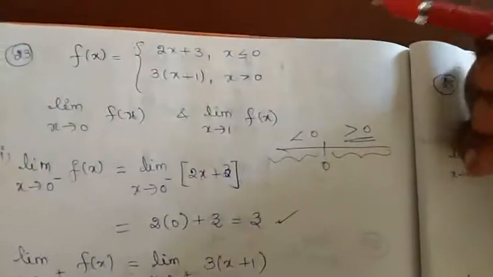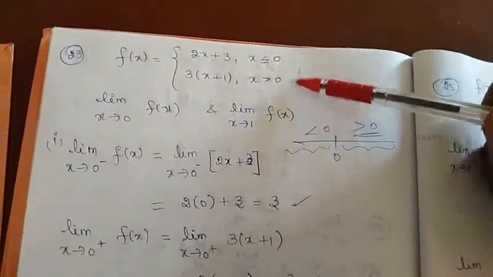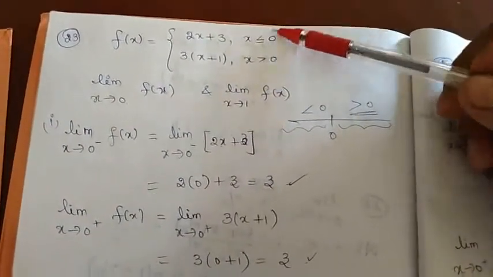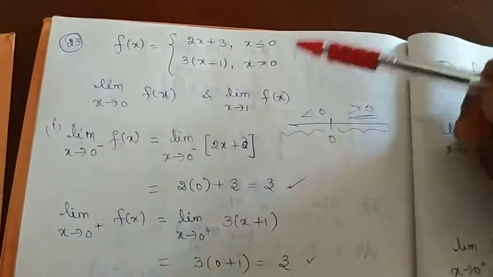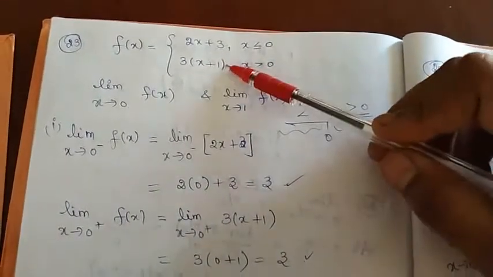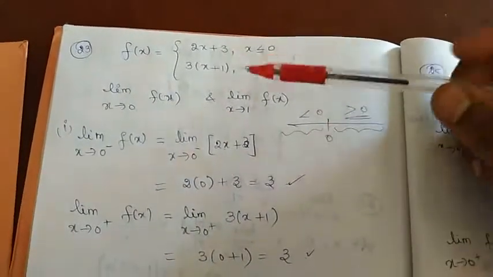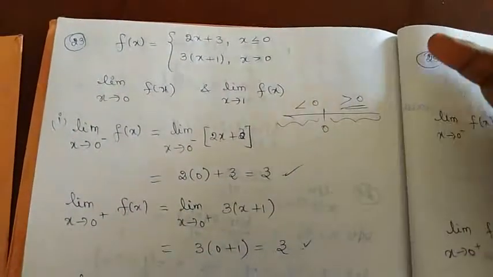This is another kind of problem where the question is given and they have defined the function piecewise. If x is less than or equal to 0, this is the definition. If x is greater than 0, this is the definition. They asked you to find limit x tends to 0 f of x and limit x tends to 1 f of x if they exist.